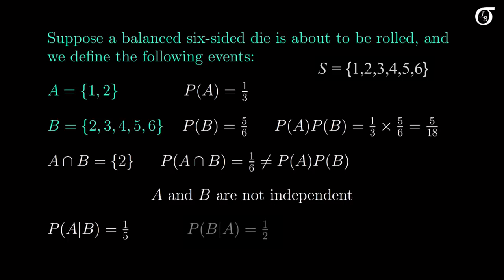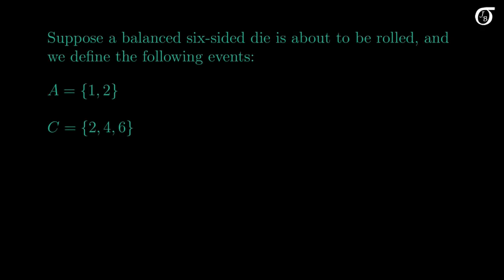And the probability of B given A is 1/2, as only one of the 2 equally likely numbers in A is also in B. So the conditional probability of B given A is less than the unconditional probability of B. Let's try rolling a die again with the same event A, but with this event C. C occurs if an even number comes up. Do you think these two events are independent?